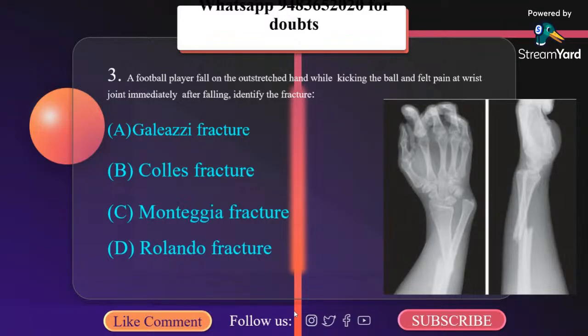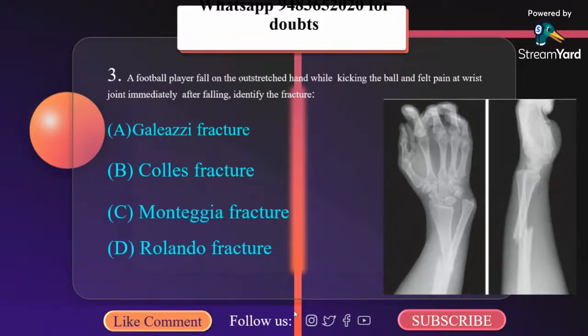A football player falls on an outstretched hand while kicking the ball and feels pain at the wrist joint immediately after falling. Identify the fracture. Look at the X-ray carefully and identify the fracture. A. Galeazzi fracture. B. Colles fracture. C. Monteggia fracture. D. Rolando fracture.